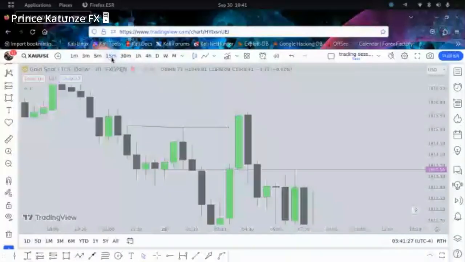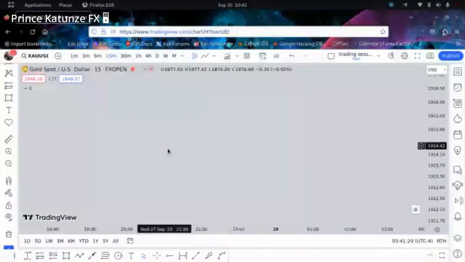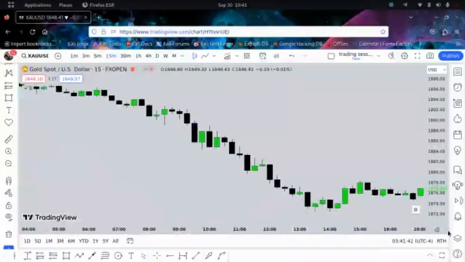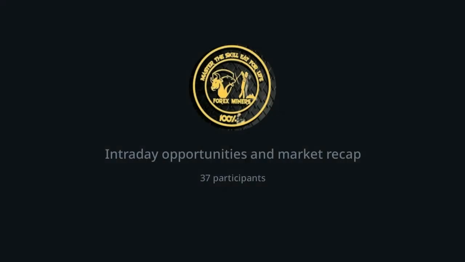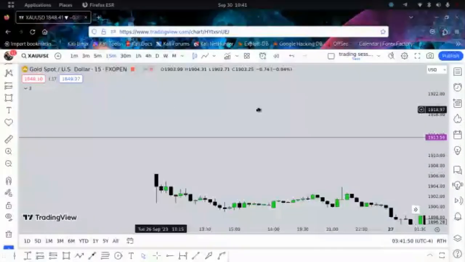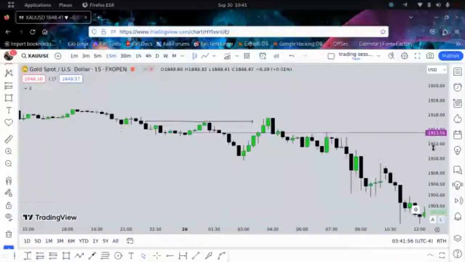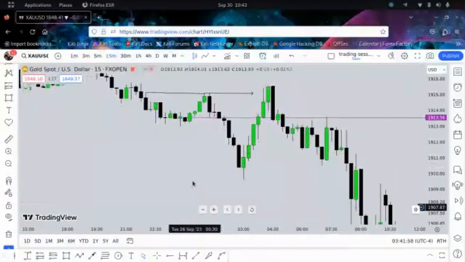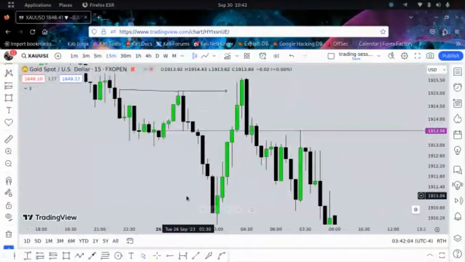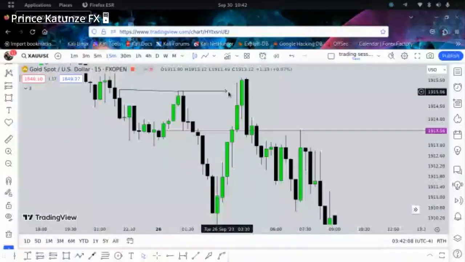So let's break down to the 15 minutes. I think you're seeing how we are checking all time frames. So you shouldn't just focus on one time frame if you're looking for intraday opportunities. So now let us break to the 15-minute time frame. I think you can see this run on stops that occurred.